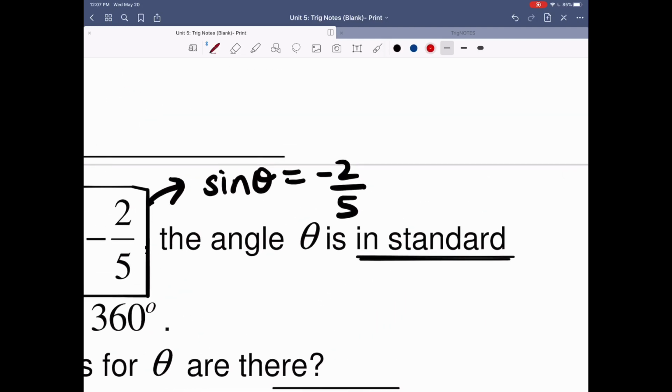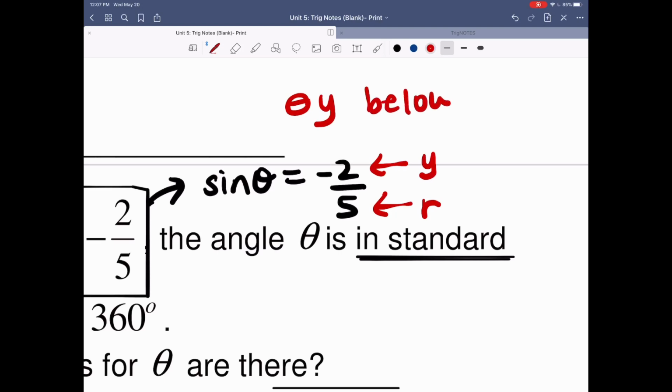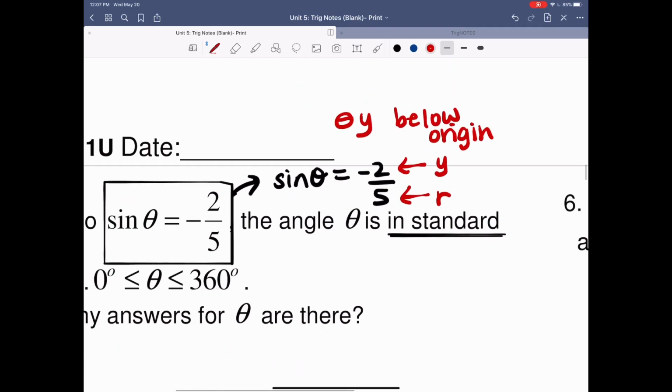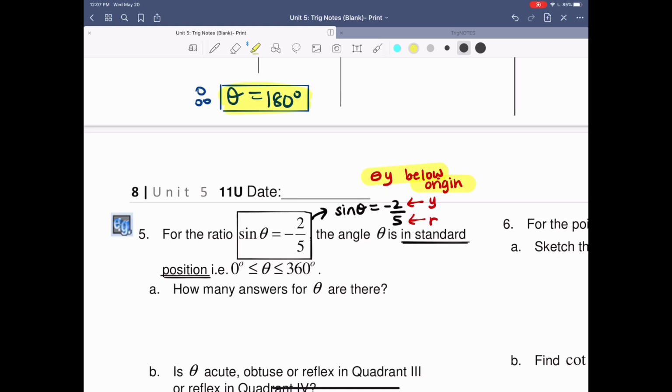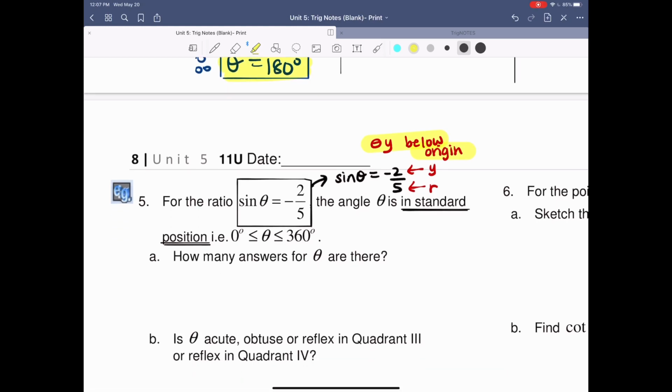And to interpret that, the negative 2 is the y, and my 5 is my radius. That means we have a negative y, which means we have a terminal arm, or two terminal arms, that are below the origin. We know that we're dealing with that scenario. So now let's try to predict how many answers there are for theta.